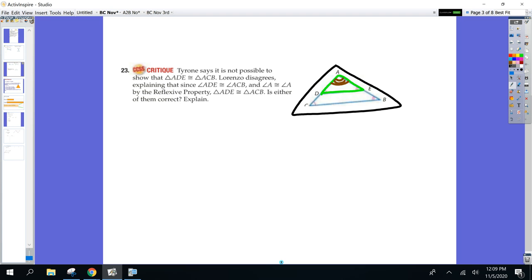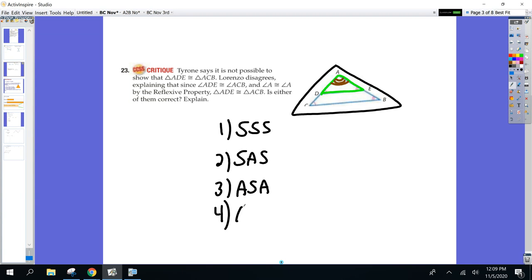Well, I guess Lorenzo doesn't know his 4 different ways to prove triangles congruent, does he? Because these are the only ones you're allowed. Side, side, side, side, angle, side, angle, angle, side, and angle, side, angle. There's no sides in those diagrams congruent, is there? Those 2 triangles they're arguing about, there are no pairs of sides congruent. That's it. So Tyrone wins that discussion.